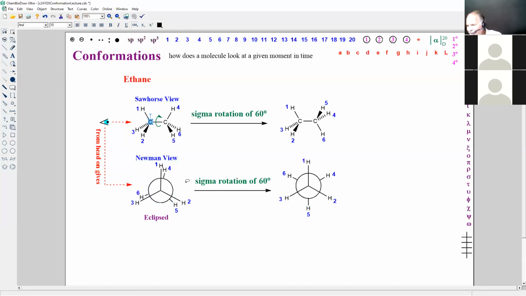That's the front carbon. That's this carbon here, the big ball. But right behind it is a carbon, but I don't see it. Why? Because it's right behind this carbon, and my eye's looking this way now. It's blocked. But I see the thing sticking off of it. 1 is right in front of 4. There's the 4. 2's in front of 5. 3's in front of 6. 3's here. 6 is here right behind it. And that's the eclipsed conformation.